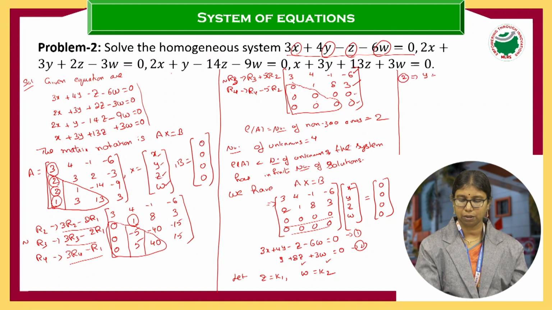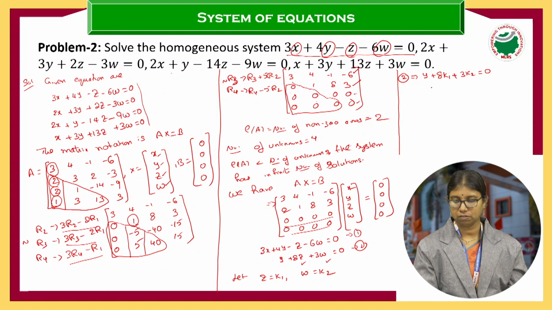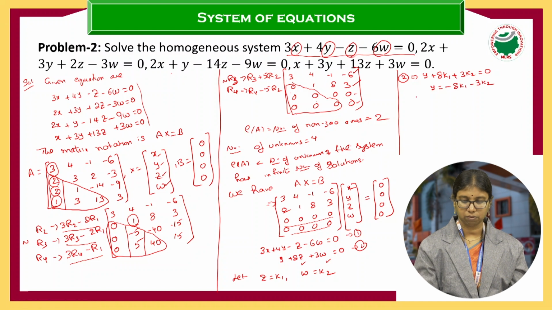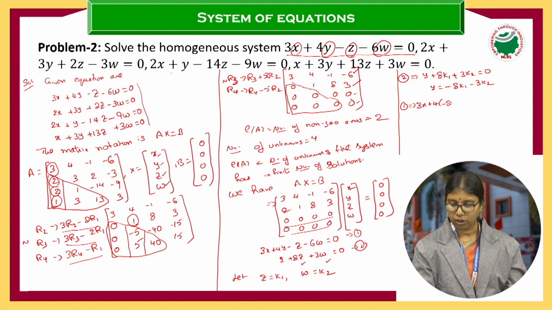Then Y plus 8, Z is K1 plus 3, W is K2 equal to 0. That means Y is equal to minus 8K1 minus 3K2. Now take the X, Y, Z, W values in the first equation. Then this is 3X plus 4 into Y, which is minus 8K1 minus 3K2, minus Z which is K1, minus 6 into W which is K2, equal to 0.